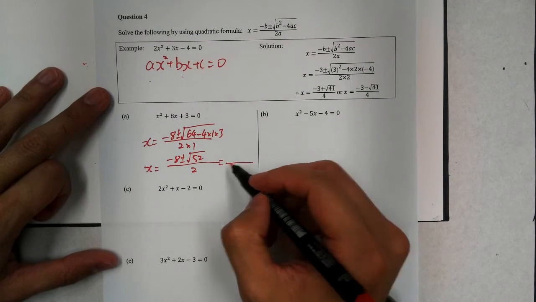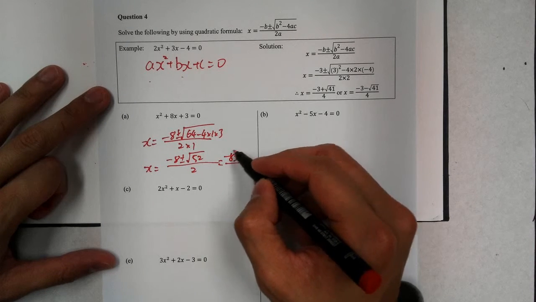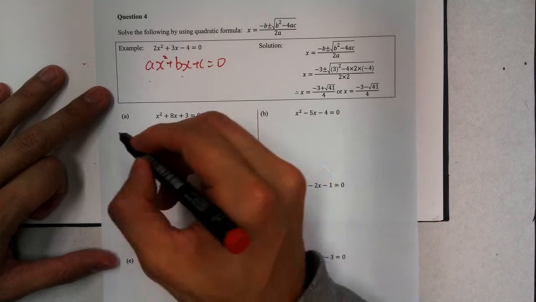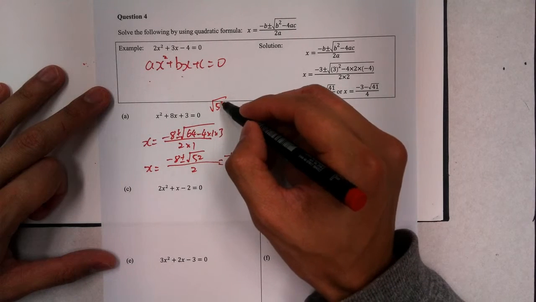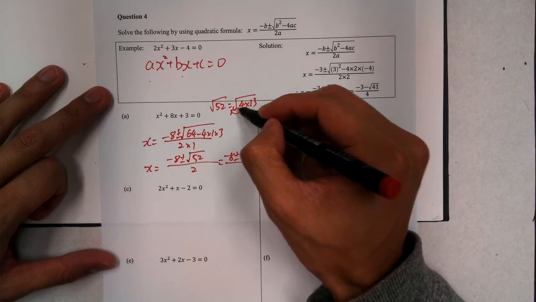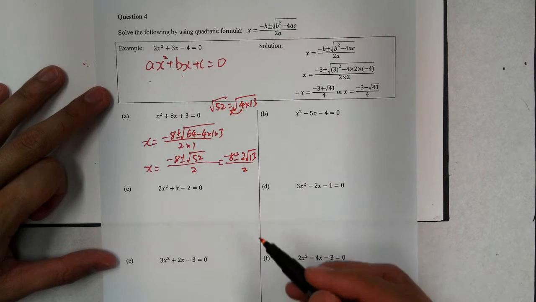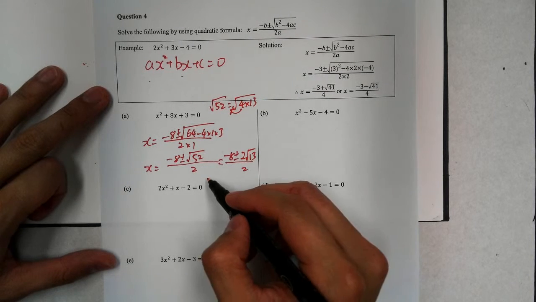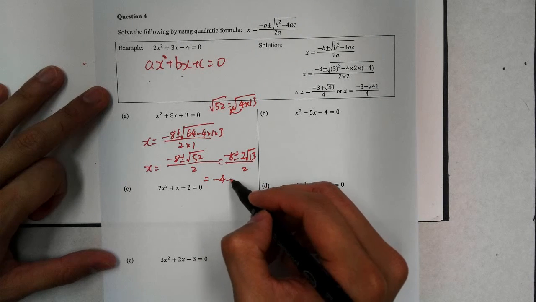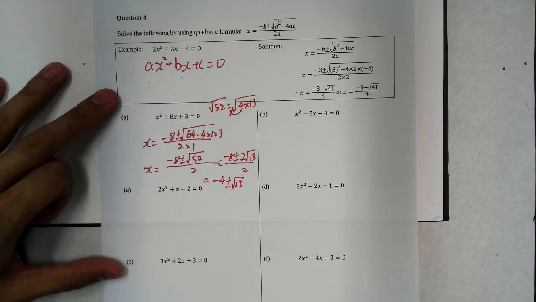But the square root of 52 can be simplified as 4 times 13. The 4 can be simplified out, so it becomes 2 root 13 divided by 2. Therefore, we can simplify the 2. So the answer is negative 4 plus minus square root of 13. Okay, we need to know how to simplify.